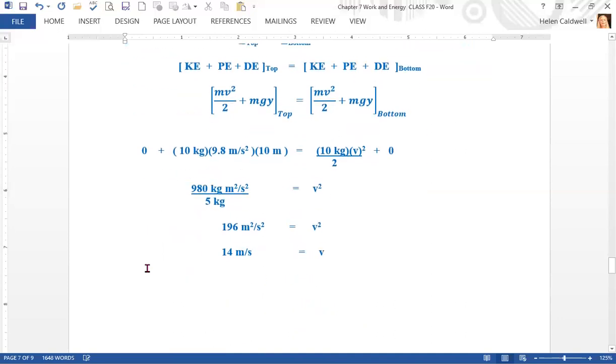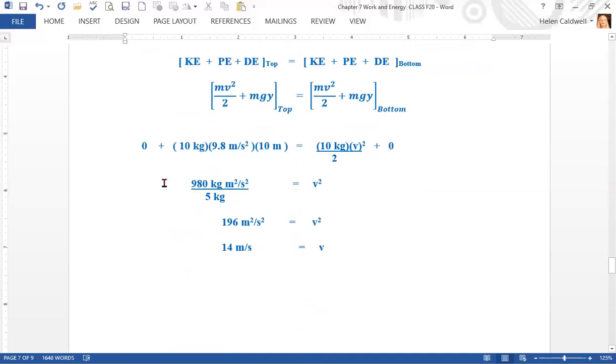Okay, now for some math. 10 times 9.8 times 10 is 980. 10 kilograms divided by 2 would be 5 kilograms. To remove it from the right-hand side, you divide both sides. Again, if I have skipped too many steps and you need more, let me know. I'll help you fill them in.